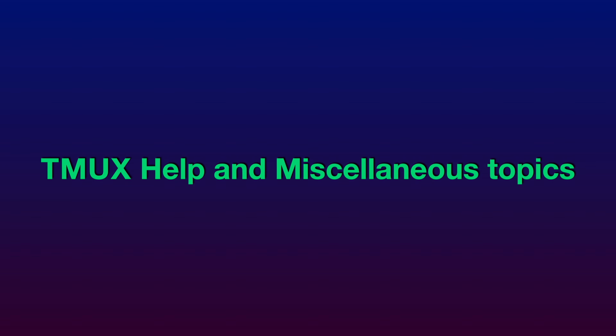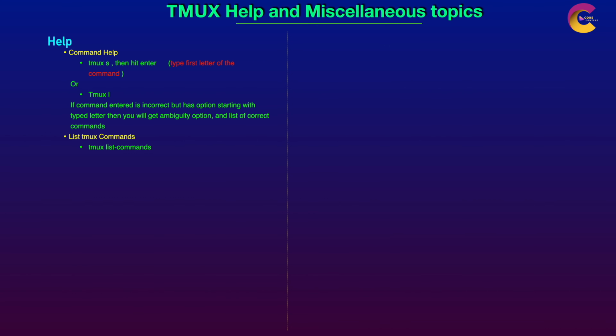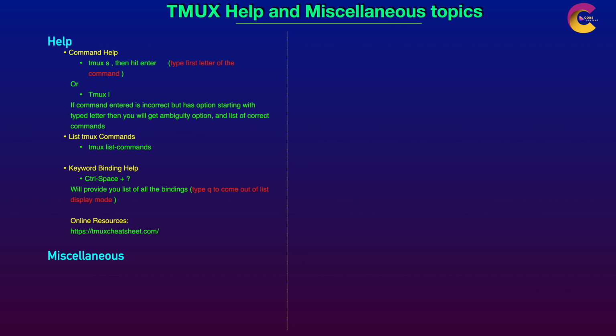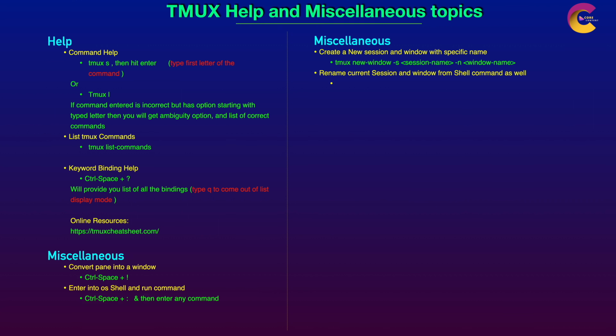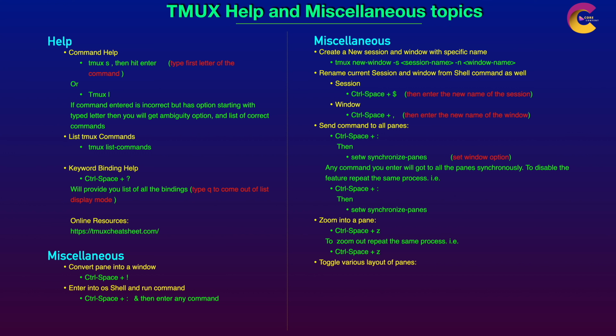There are various ways to get help in TMUX. There are some tried and tested tricks, and then there is the list commands command to get help about all the commands. For key binding, there is a shortcut to get help, and then online resources are available. In the miscellaneous topic, there are a few very important ones, like converting a pane into a full-blown window, entering command mode, renaming windows and sessions using shortcuts, and zooming in and out of a pane.